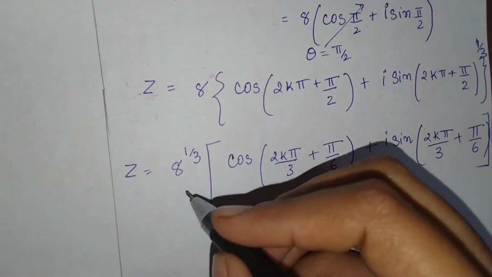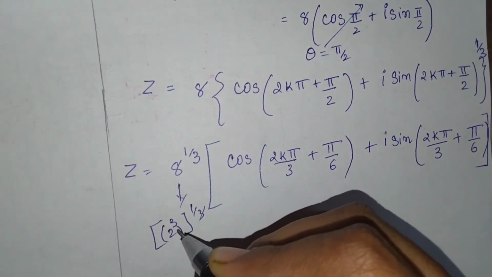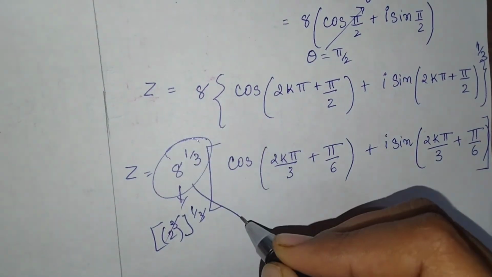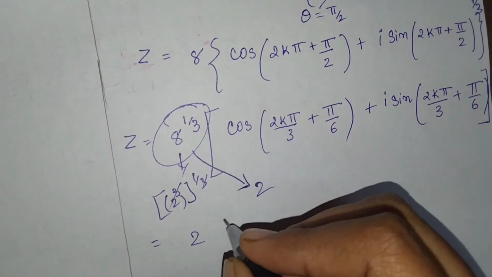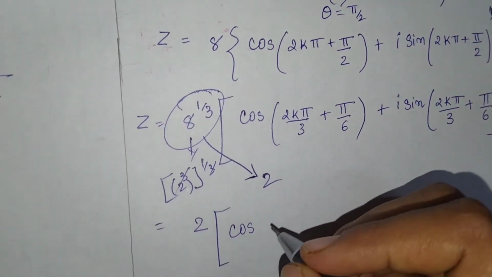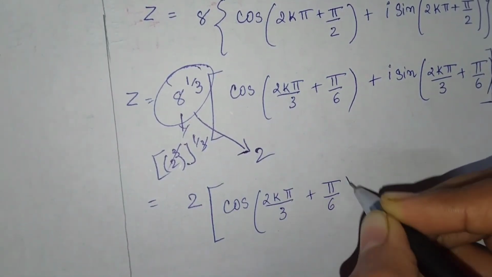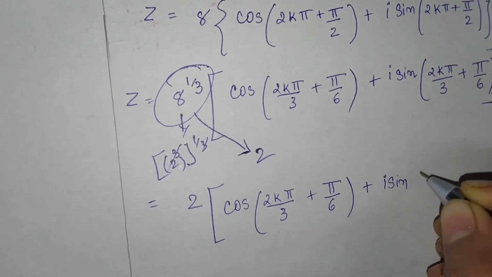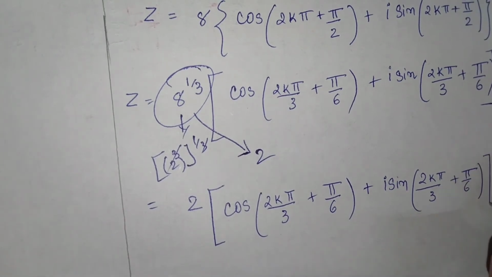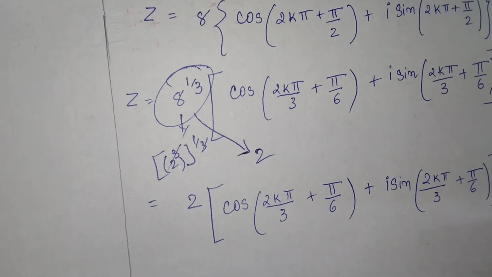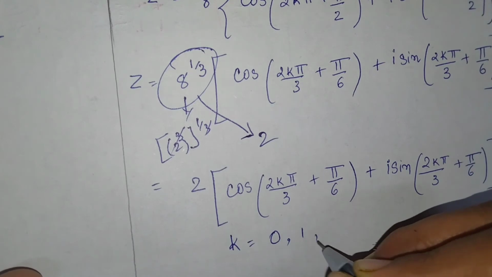Here we can write 2 raised to 3, and whole raised to 1/3. So this 3 and 3 will get cancelled. So in place of 8 raised to 1/3 we can write 2. So our equation will be 2 into cos(2k pi/3 plus pi/6) plus I sin(2k pi/3 plus pi/6). And here n is given as 3, so our k will go up to n-1, that is we will put k equal to 0, 1 and 2.